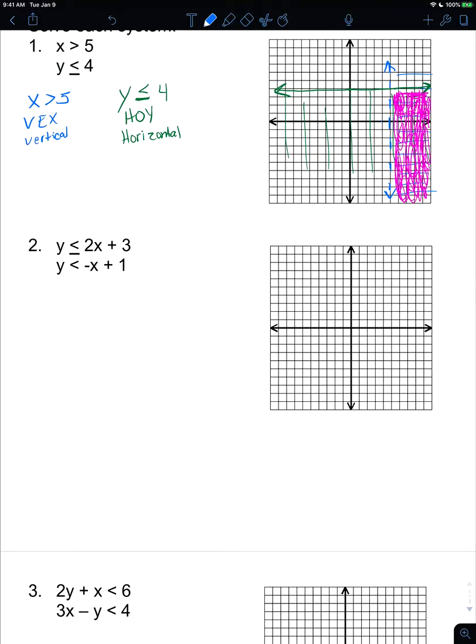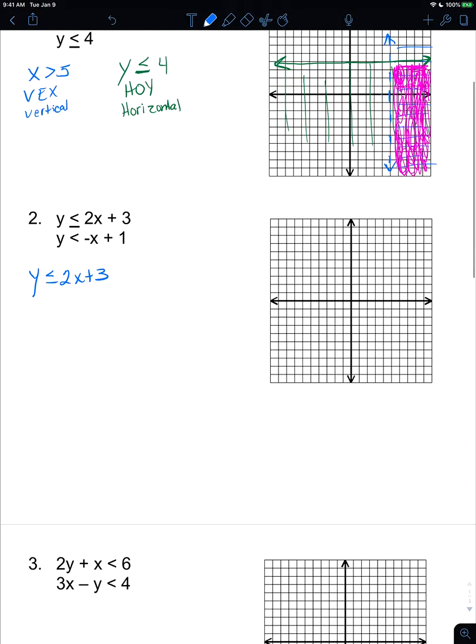Okay, so let's go to number 2. Remember, in order to graph these, they all need to be in that y equals mx plus b format. This one is, so y is less than or equal to 2x plus 3, which means that the y-intercept is at 3. And you have a slope of 2, so that means up 2 over 1. And it's going to be a solid line because it's also equal to that. And we will shade below the line because it is less than. Okay, so let's go do that.